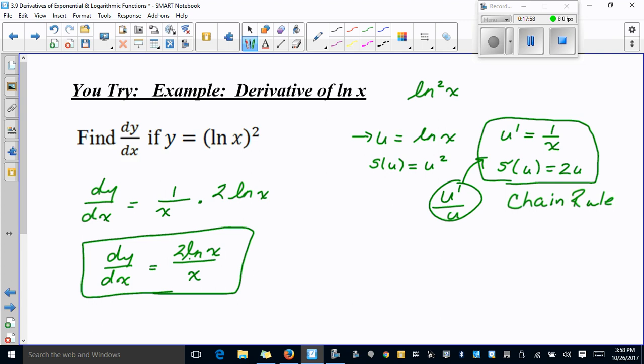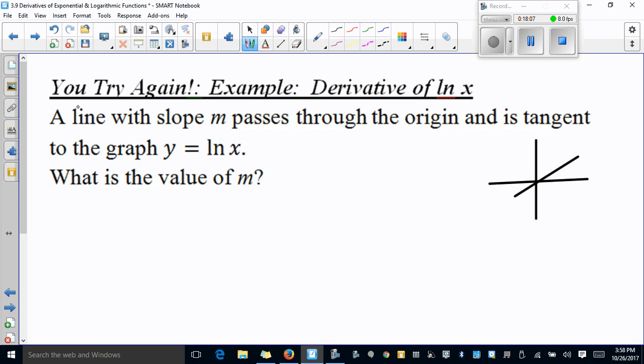The line with the slope m passes through the origin and is tangent to the graph y equals natural log of x. What is the value of m? So this is what we're looking for, but they gave us absolutely nothing. They gave us no point. Well, let's go ahead and start with the derivative. The derivative for natural log of x, y prime, is equal to 1 over x, which is equal to our slope. We have to find out what the value of x is.